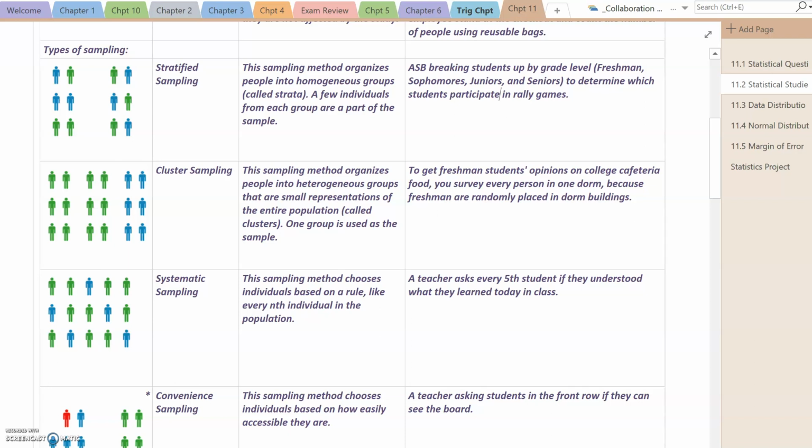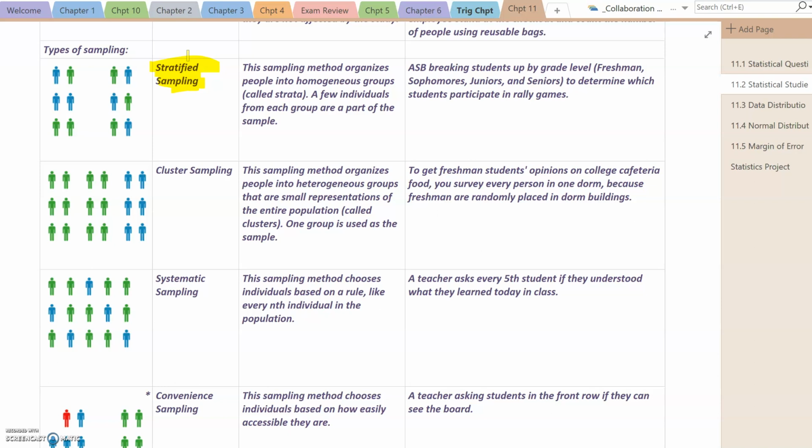Alrighty, so the next thing we're going to move on to in our 11.2 notes is discussing the types of sampling that we might encounter as we look at some statistical studies. So the first type of sampling we're going to look at is called stratified sampling. With a stratified sampling, you're organizing people into homogeneous groups. So that means groups where people have something in common with each other.